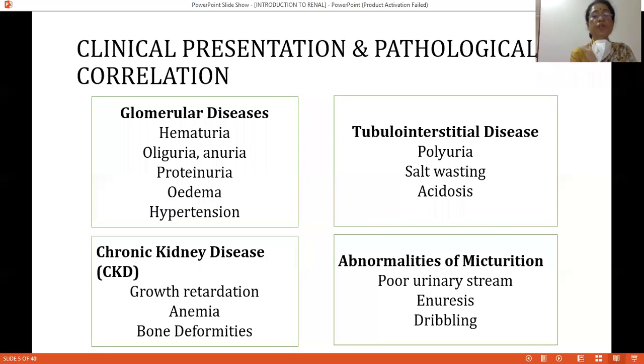Now you have to know the clinical presentation and pathological correlation of kidney diseases. First you come to glomerular disease. If the disease arises from the glomerulus, the clinical symptoms will be hematuria, oliguria, anuria, proteinuria, and hypertension. If it is tubular disease, tubulointerstitial, then there will be polyuria, salt wasting, and acidosis.